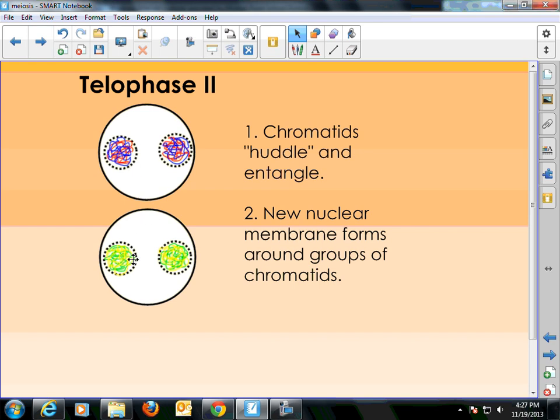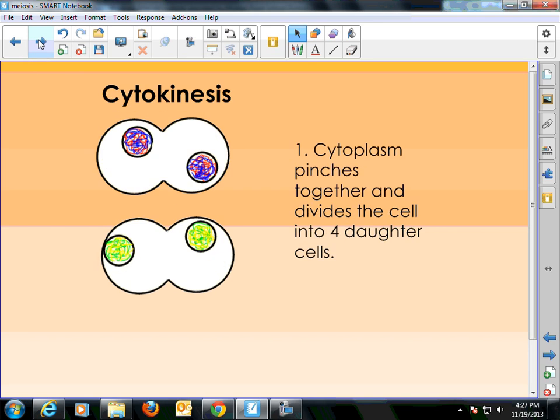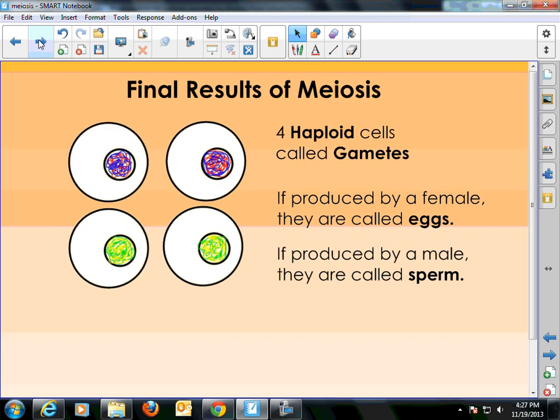And we're going to end up with, in the end, cytokinesis that will create 4 daughter cells. And the end result here, we have 4 unique cells that have only half the number of colors we started with, so half the number of chromosomes. They have variation from each other. Notice the bottom cells are green and yellow, the top are red and blue.